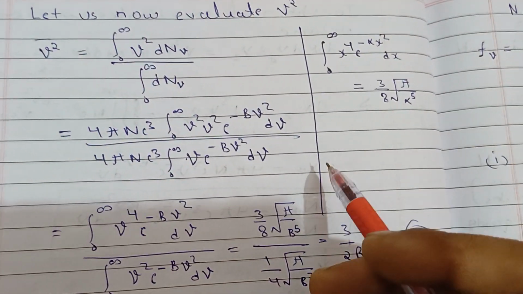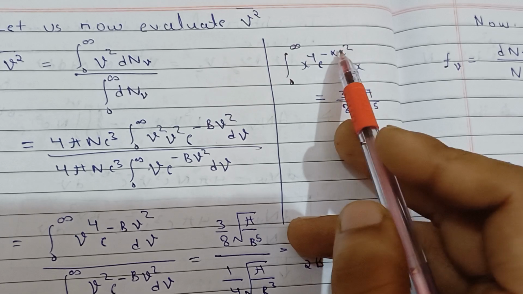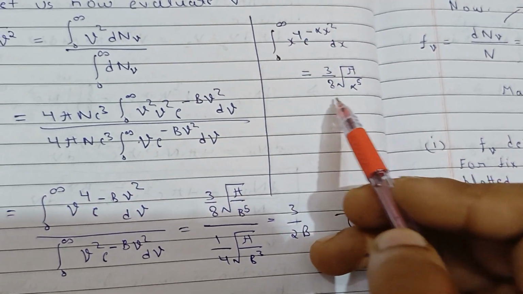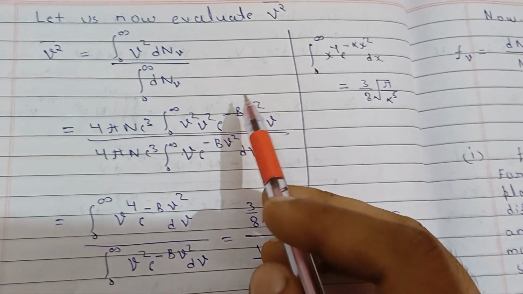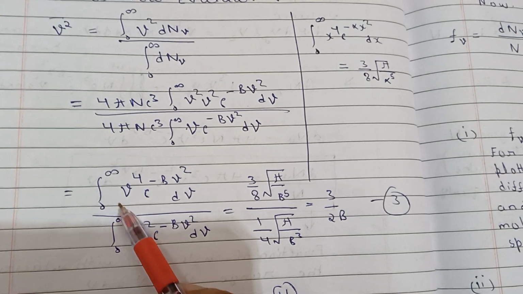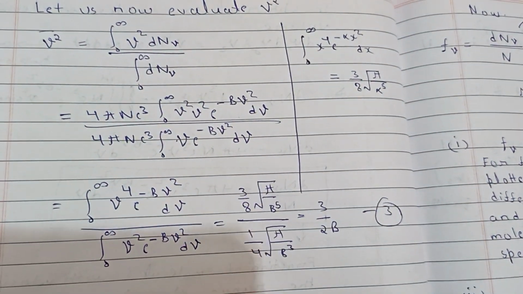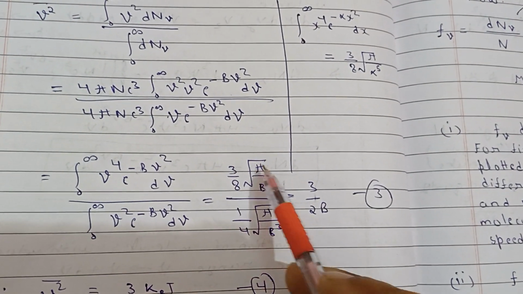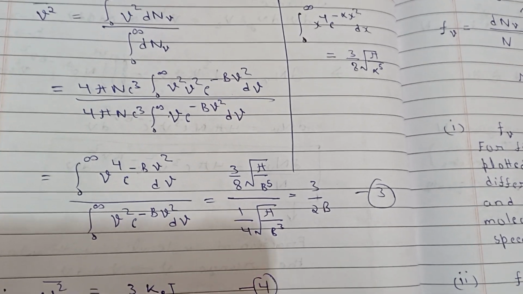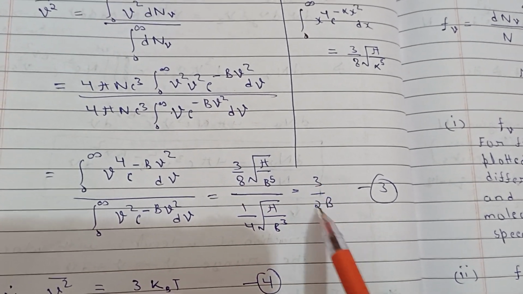Now here we will use this integral: ∫ x^4 exp(−αx²) dx. This will be given by (3/8)√(π/α⁵). So use this to solve this, and this will be in this form. In place of b, whatever you have, write this. This will be (3/8)√(π/b⁵), and this will give you 3 upon 2b. When you solve this, it will give you this.